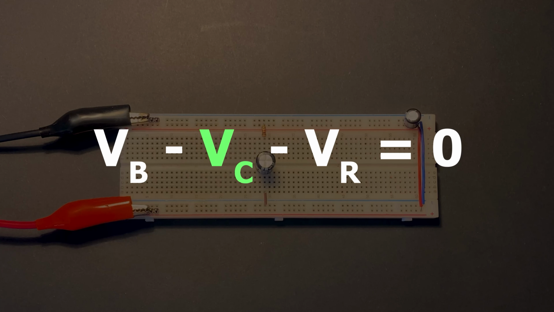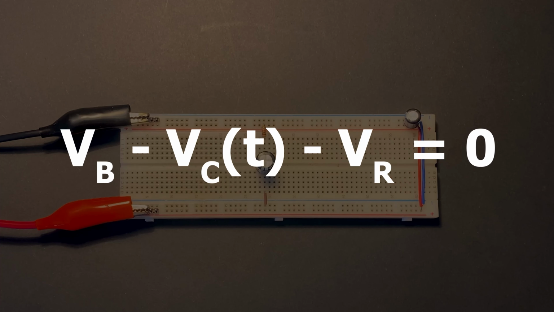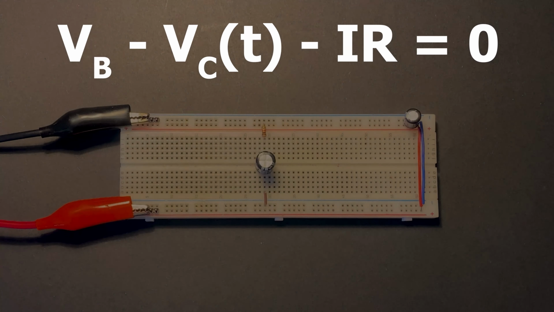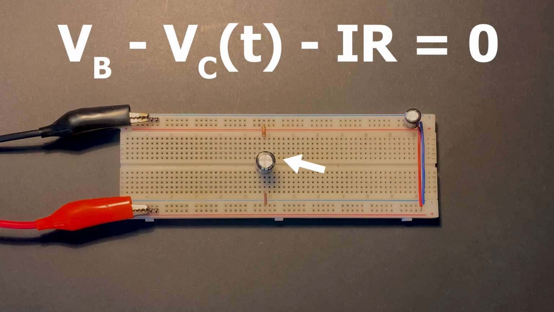Next, we'll solve for the voltage across the capacitor as a function of time. We'll call this function Vc of t. We know that the voltage across the resistor is just equal to its current times the resistance, and we know that the current through the resistor is equal to the current through the capacitor due to Kirchhoff's current law.